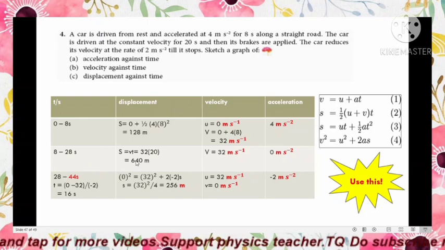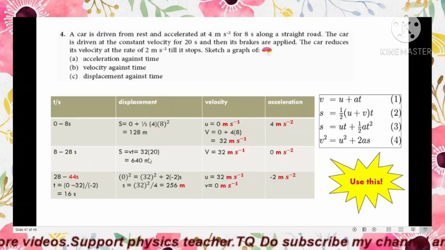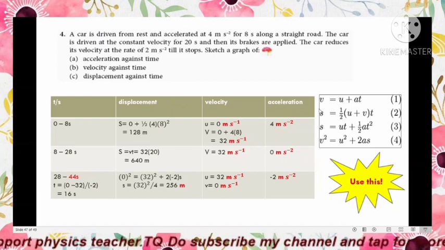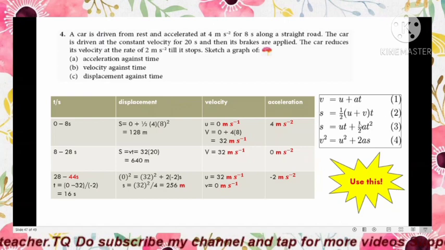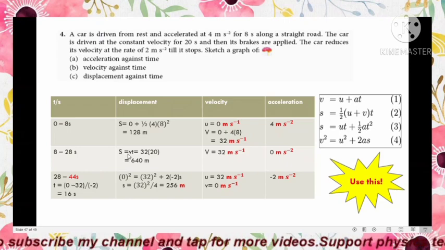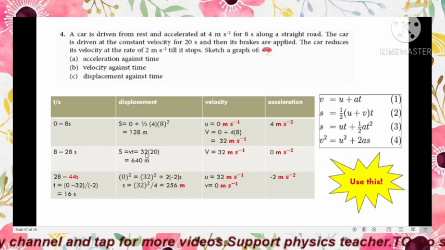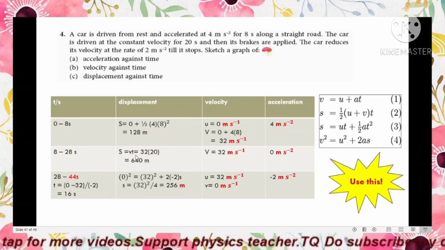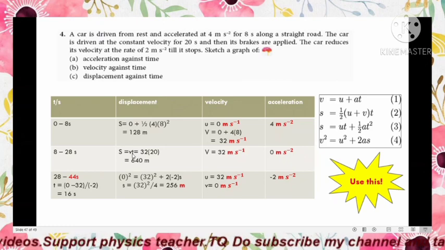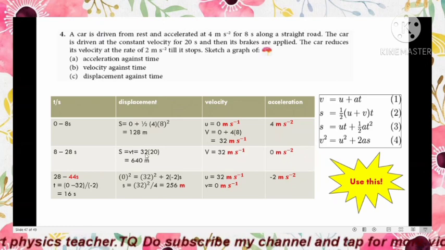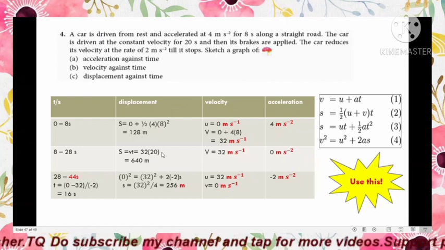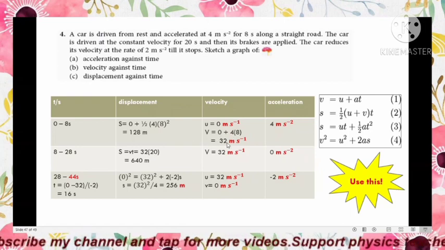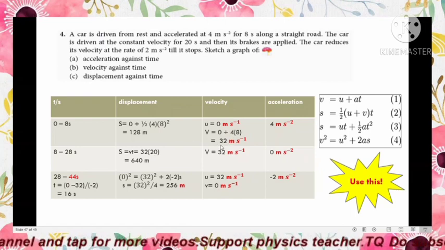Constant velocity means acceleration 0. So we use the same formula, number 2. Okay, so S equals ut plus half at squared, or you can just use the formula S equals vt. So equals 32 times 20. Where is 32? This is the value of 32.